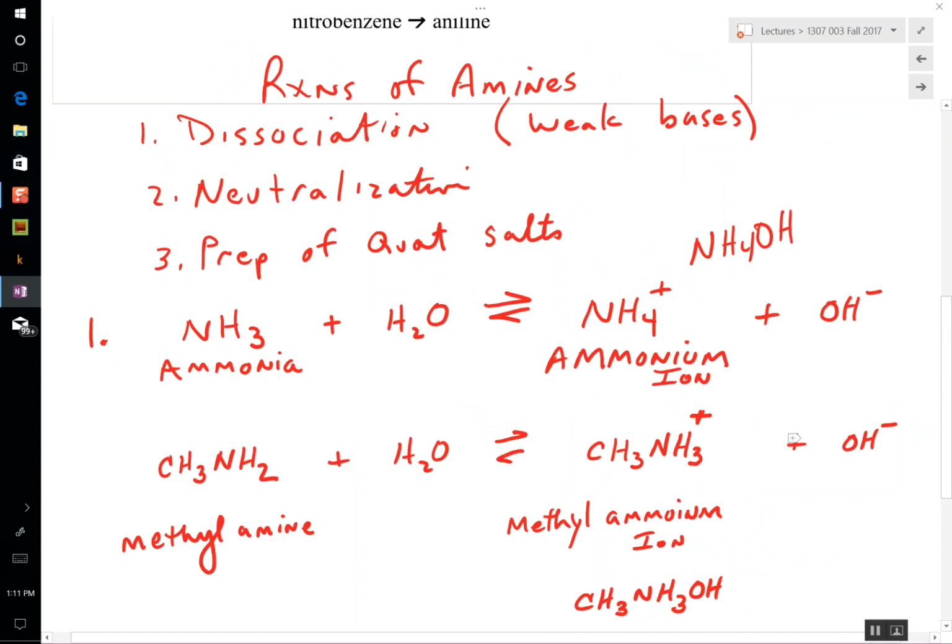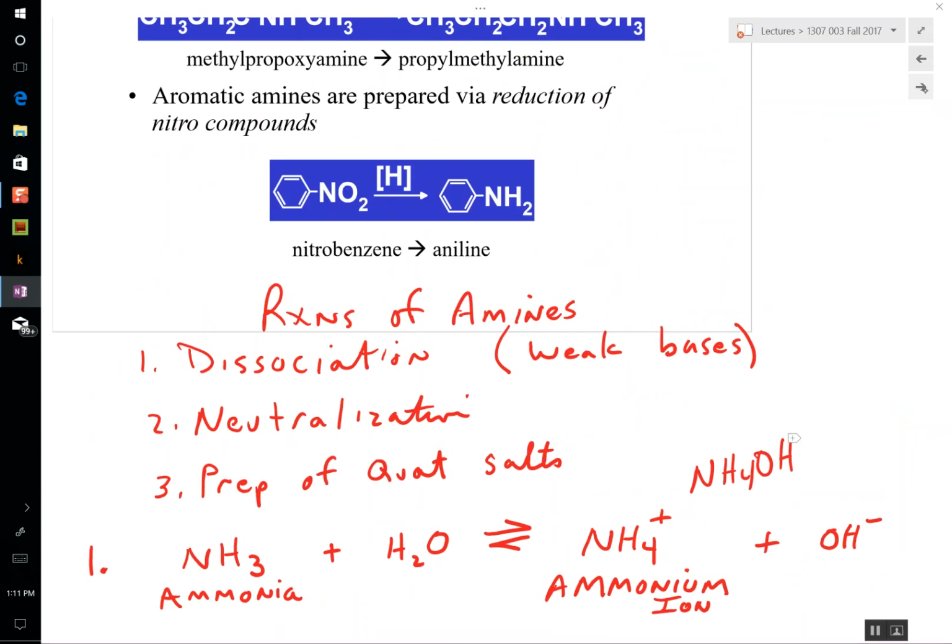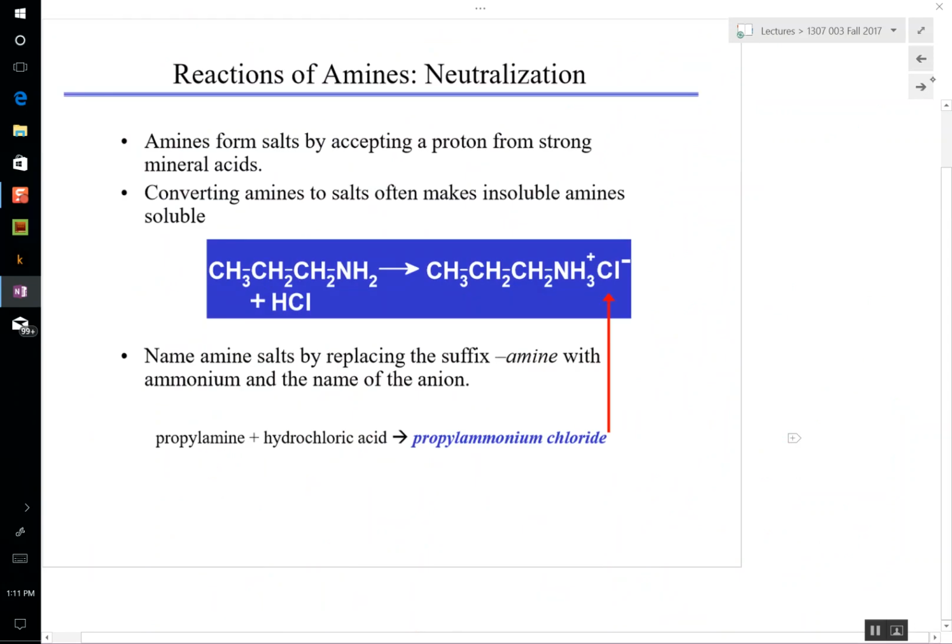Okay, reaction number 2 is neutralization. And here's an example of it right here. An amine plus HCl forms a salt. I just got done showing you that amines are weak bases. Bases react with acids to form salts. They usually react to form salts and water, but we're not going to get water in this case. We're just going to get this salt.